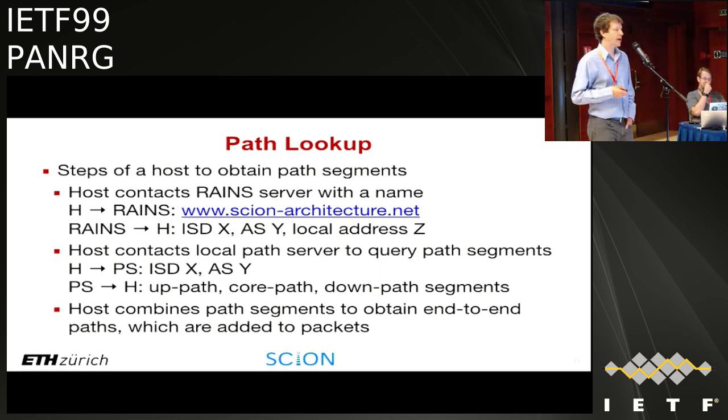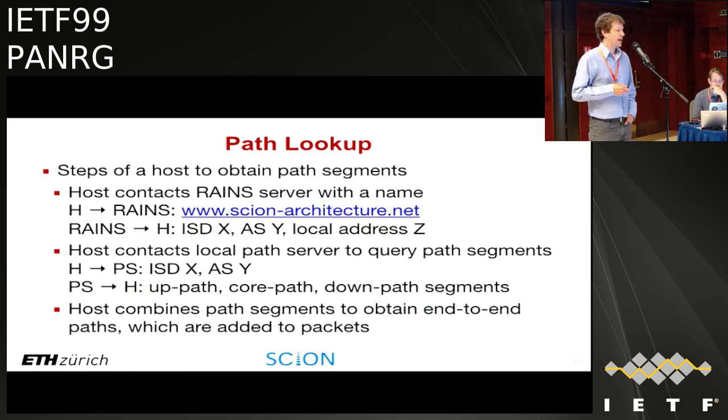Then the host contacts the path server infrastructure that returns up path, core path, and down path segments. Now the host is free to combine these segments in any way it wishes, as long as it takes exactly one up path, one core path, and one down path segment to form the end-to-end path. This is what I meant in the beginning when I said that the path selection is somewhat constrained, and so it's not fully source routing in this case.